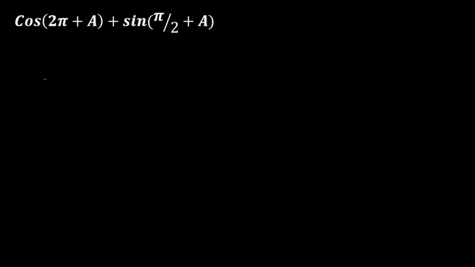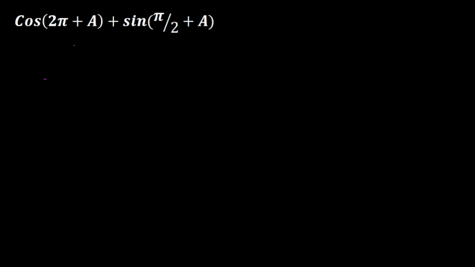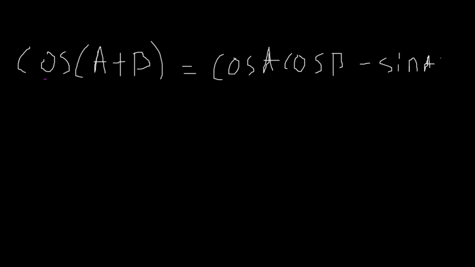Do you know we can simplify this just using one single step? Okay, let's solve it together. The first thing you have to know is trigonometry. That is cos(A+B). Since you have A and B, looking at this, it's equal to what? Cos A cos B minus sin A sin B.